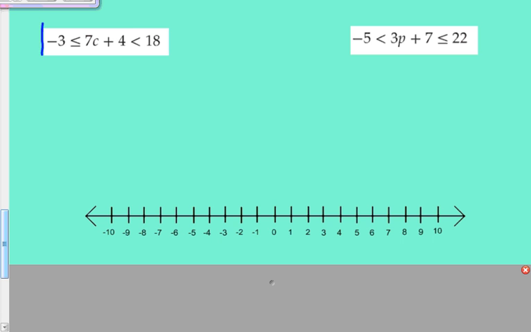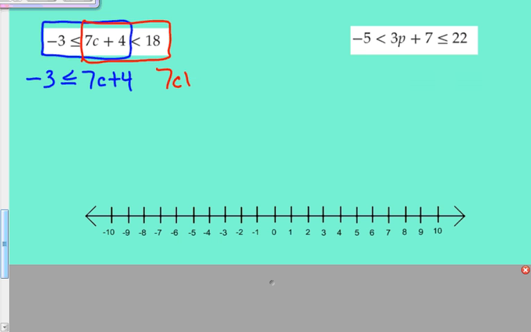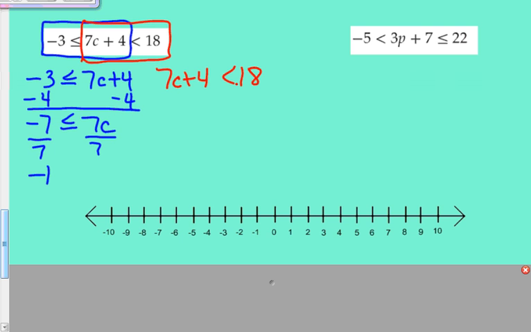Again, we're going to separate it into two problems. Negative 3 less than or equal to 7c plus 4. We're going to do this part. 7c plus 4 is less than 18. And we're going to solve each one. Subtract 4, negative 7 less than or equal to 7c. We'll divide by 7. Negative 1 less than or equal to c.